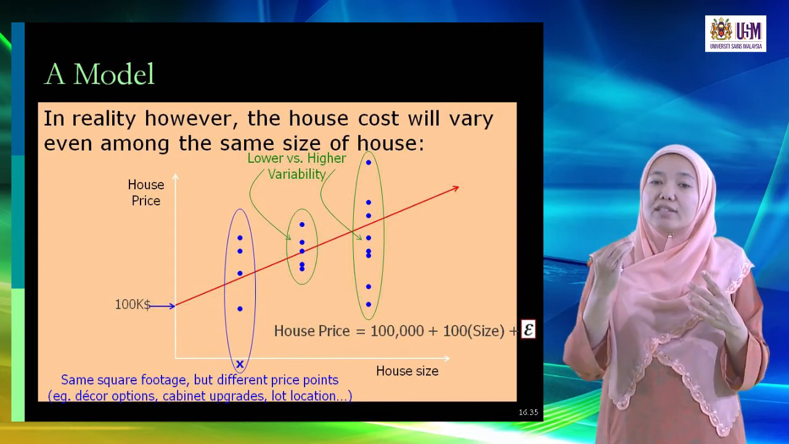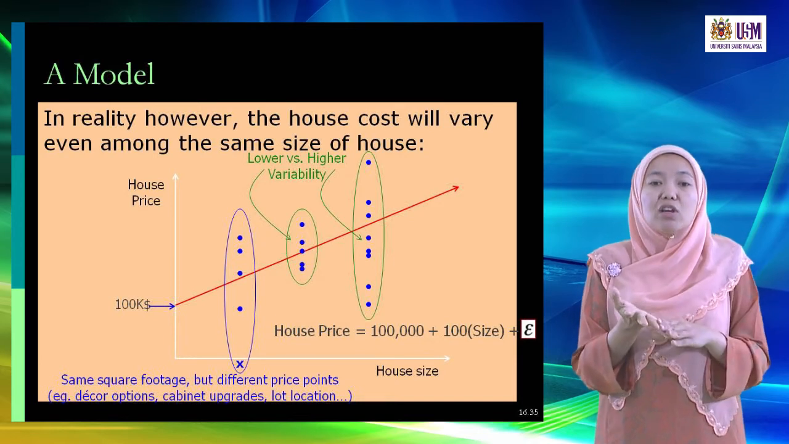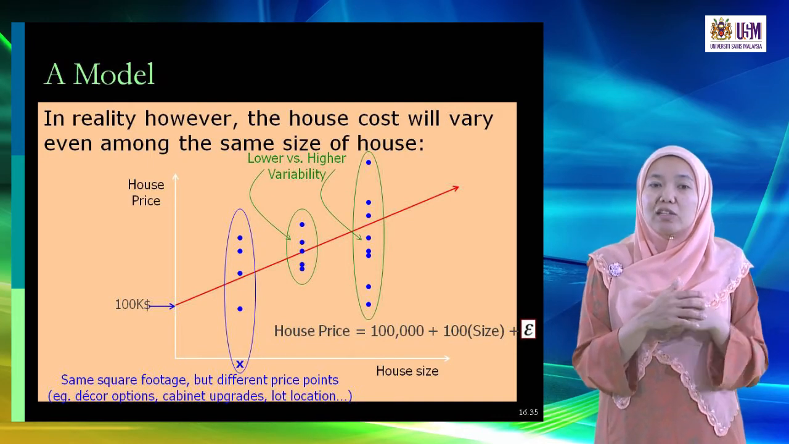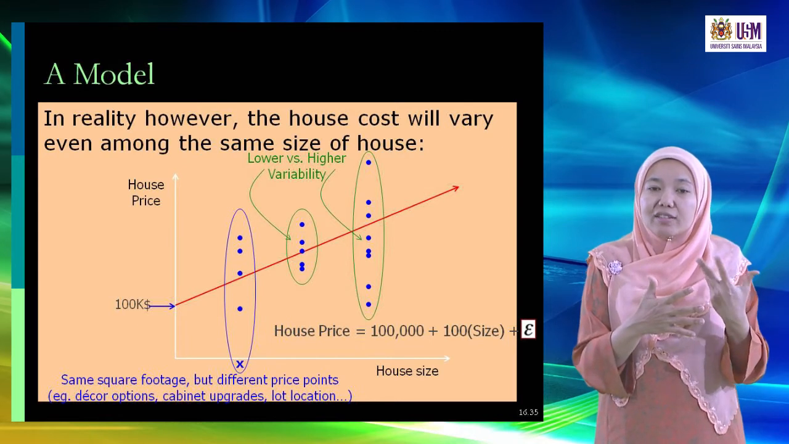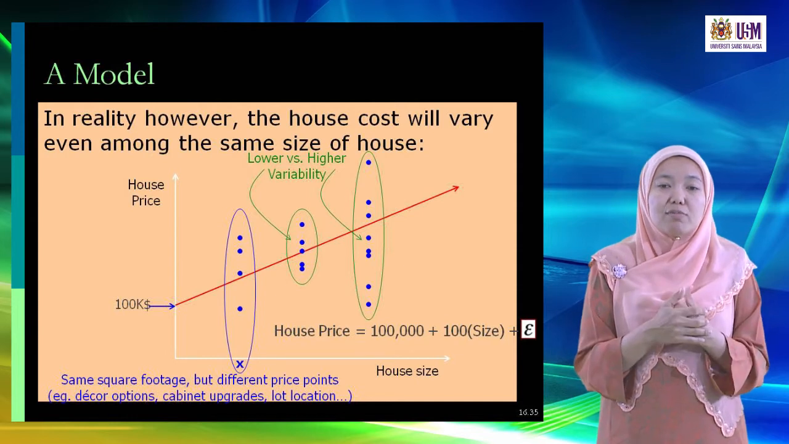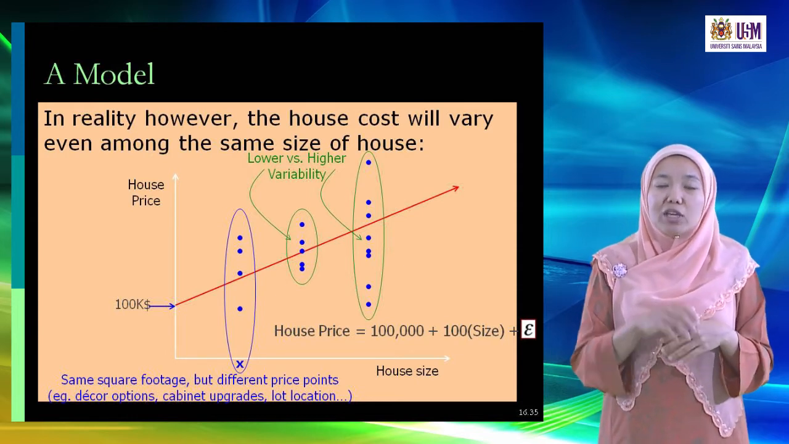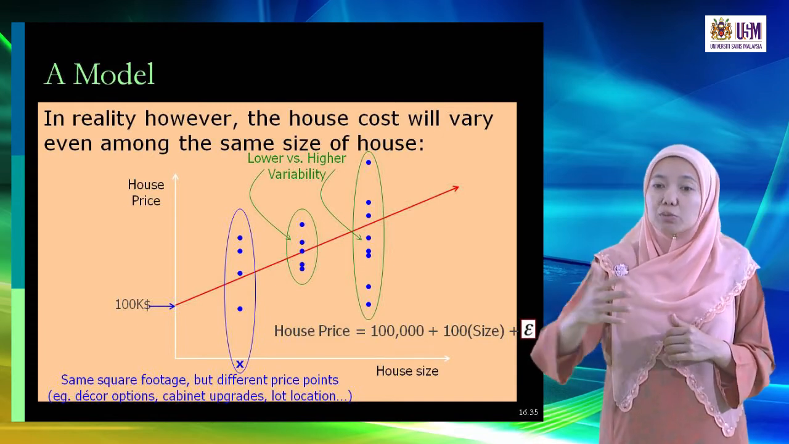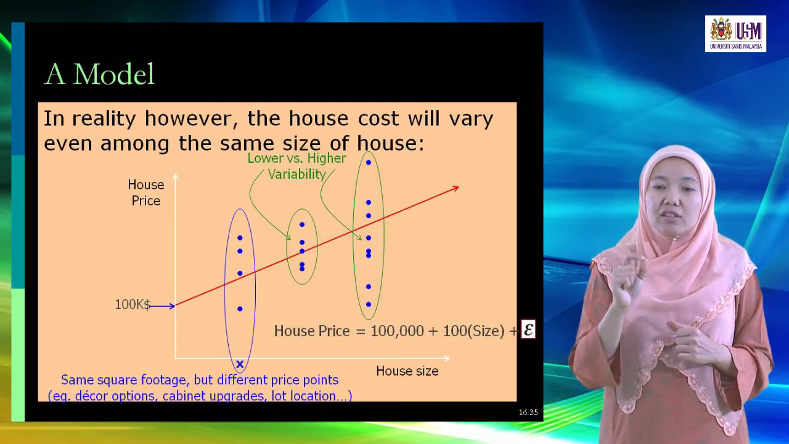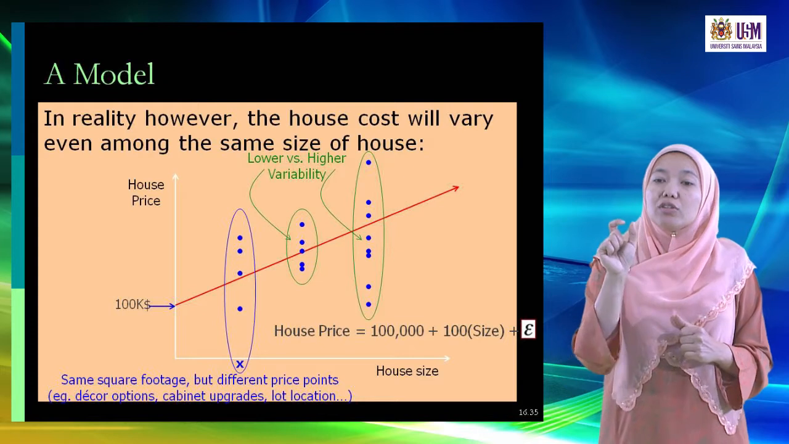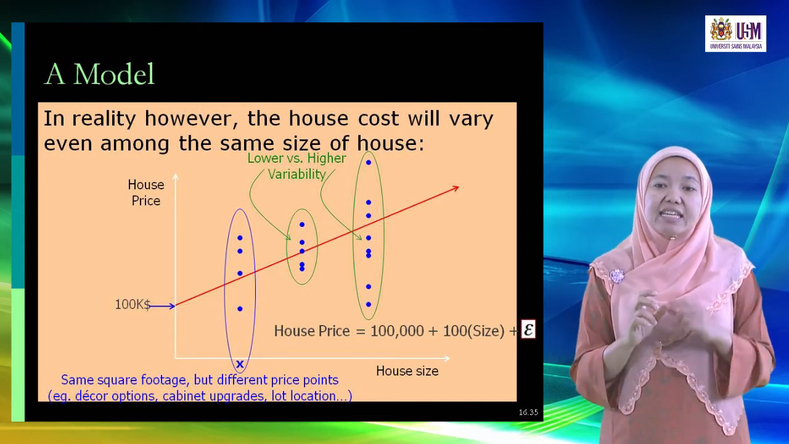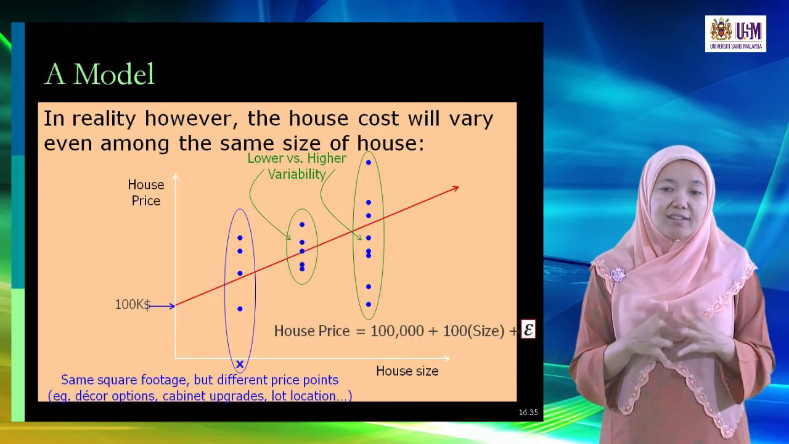There are other factors that influence the price of the house. For example, the deco options, maybe the cabinet upgrades, maybe the lot locations. If you are talking about the price of housing in Penang, for the same size of lot, the one on the main island and the one on the peninsula, Seberang Prai, there will be a big difference because of the price difference. Because of that, your deterministic model needs some adjustment. So instead of house price equals 100,000, the cost of the land, plus 100, the cost of building, multiplied by the size, now you need to add another part into the model, which is called the error term, the symbol E, but it's actually what we call epsilon in Greek.